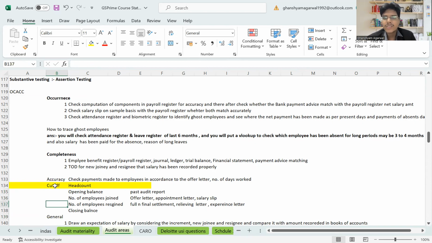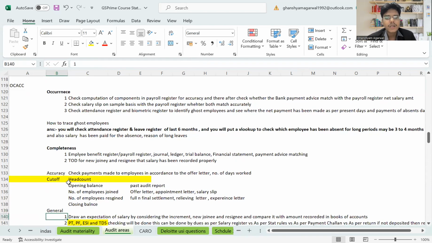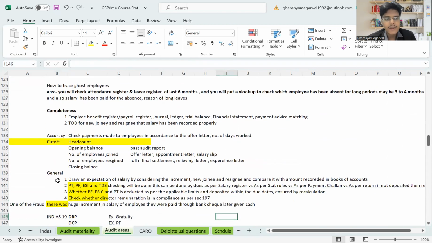Cutoff. Now, this is a very important cutoff. In the cutoff, you see the head count. Okay, head count: you see the opening balance, the past audit report says clearly 0. Number of employees joined: offer letter, appointment letter, this you'll get. Number of people resigned: full and final, relieving experience letter, closing balance. Okay. So these are the things that you'll do.